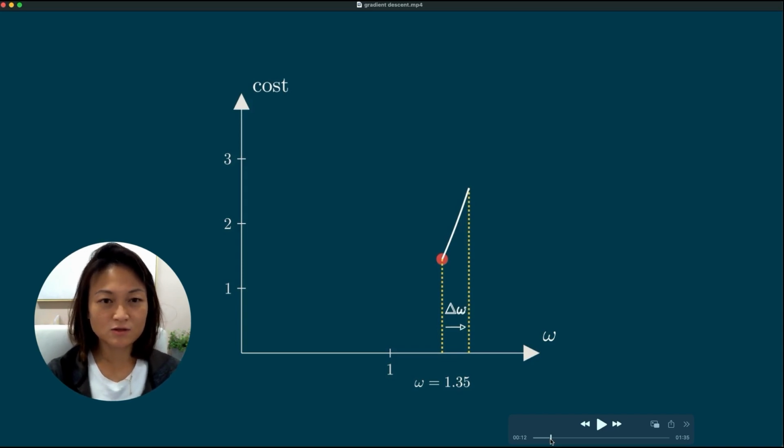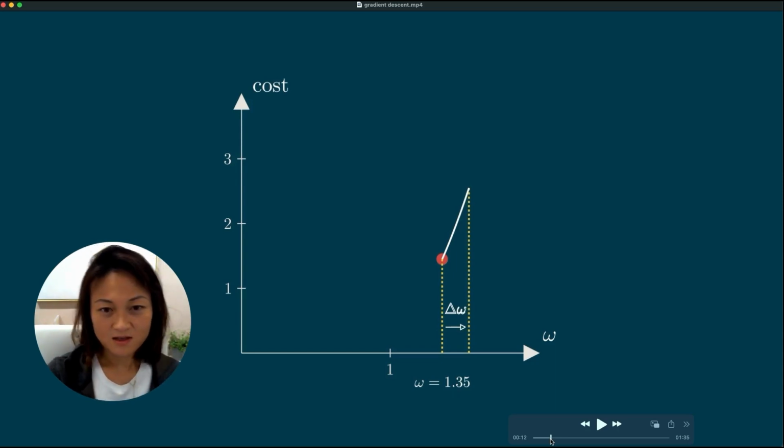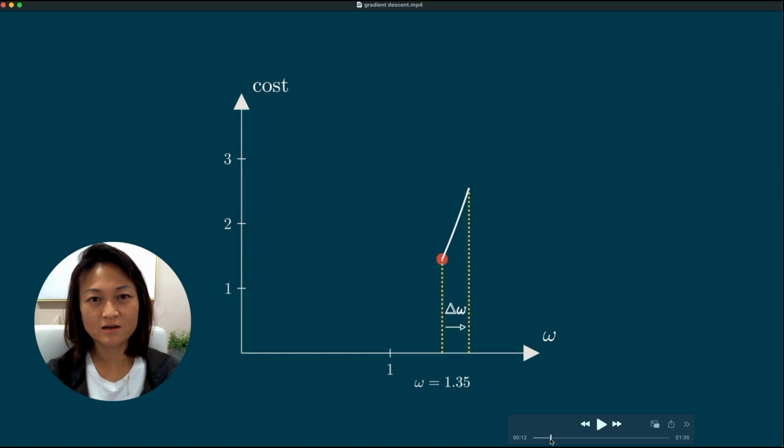and you've already reduced your cost. In this new position, you repeat the same process. Take a little step to the left, a little step to the right, and you keep going. And as you keep going, your cost will keep going down until the point where you take a step to the left, it's going up. You take a little step to the right, and it's going up. Then you know you've hit a minimum point.